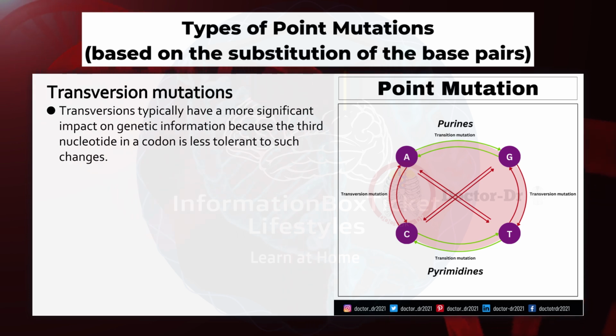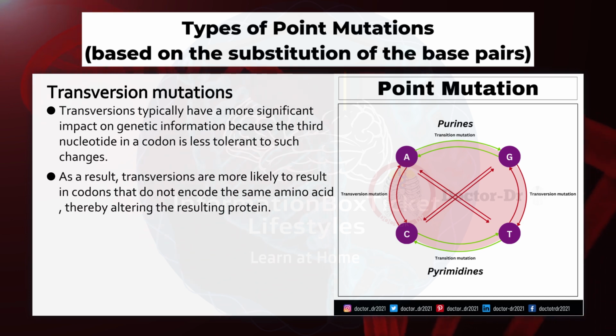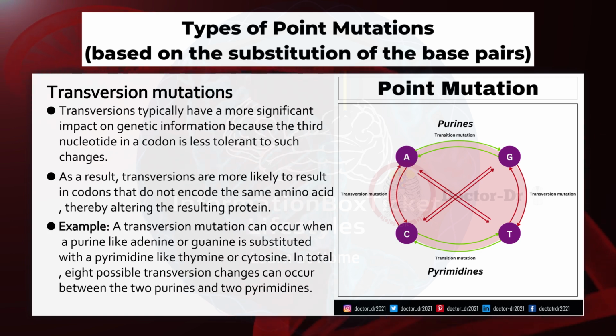Transversions typically have a more significant impact on genetic information because the third nucleotide in a codon is less tolerant to such changes. As a result, transversions are more likely to result in codons that do not encode the same amino acid, thereby altering the resulting protein. Example: a transversion mutation can occur when a purine like adenine or guanine is substituted with a pyrimidine like thymine or cytosine. In total, 8 possible transversion changes can occur between the 2 purines and 2 pyrimidines.